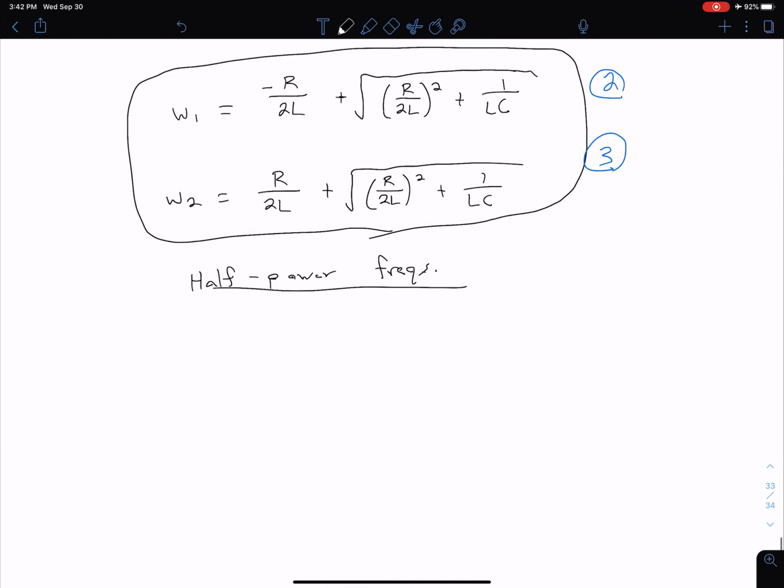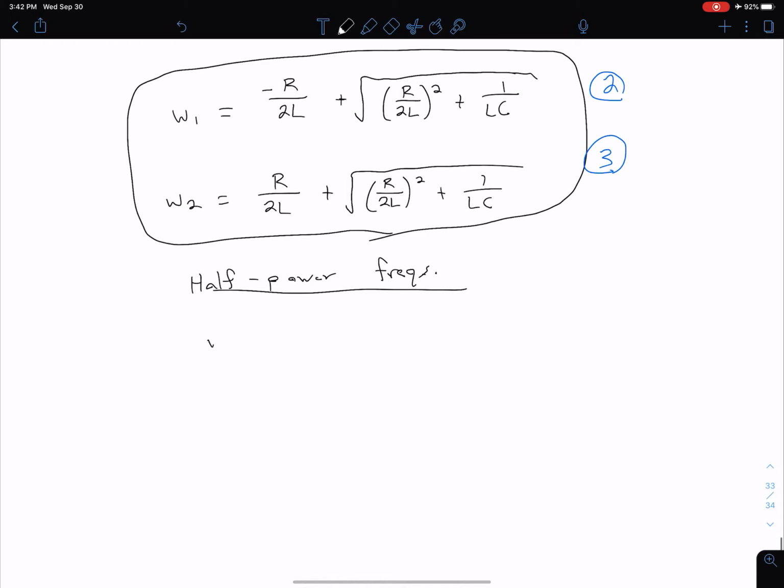One other thing to note in terms of a relationship between our resonant frequency and these two half power frequencies is that the resonant frequency is the geometric mean of omega 1 and omega 2. That is, it is equal to the square root of omega 1 times omega 2. So geometric mean.